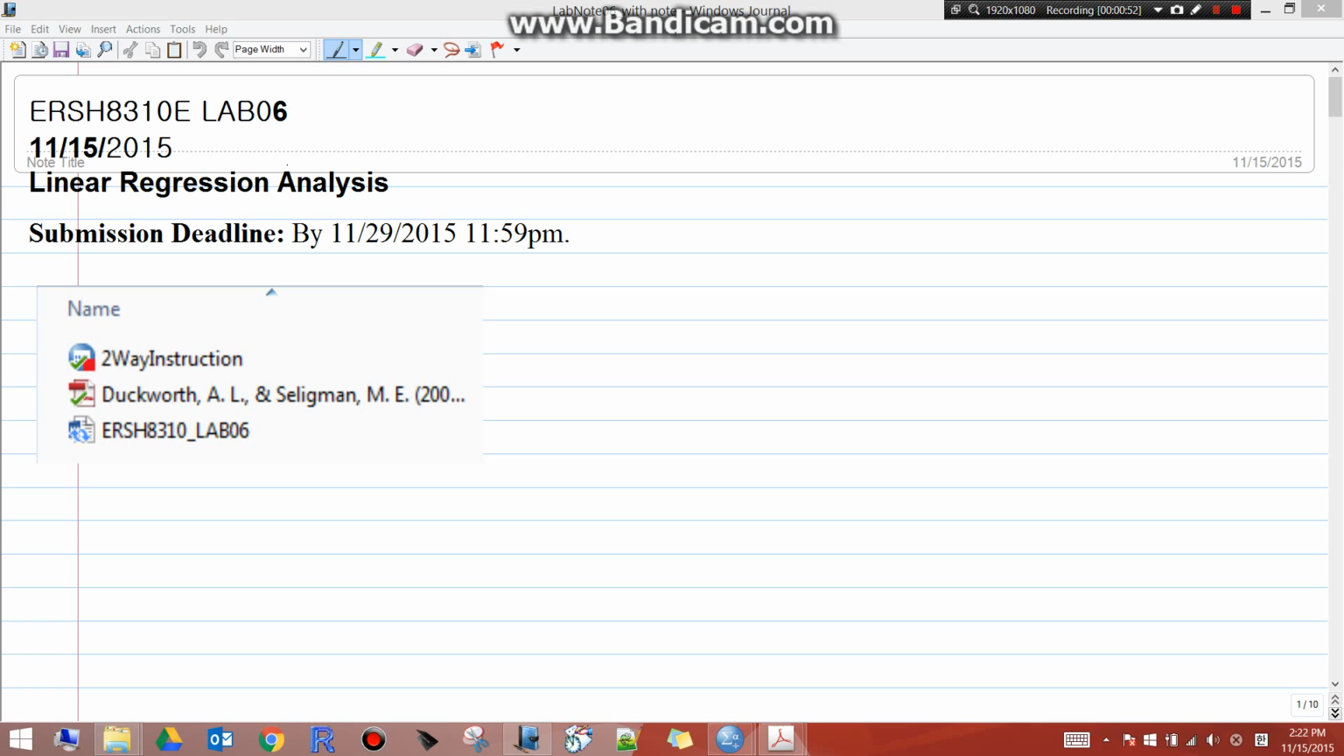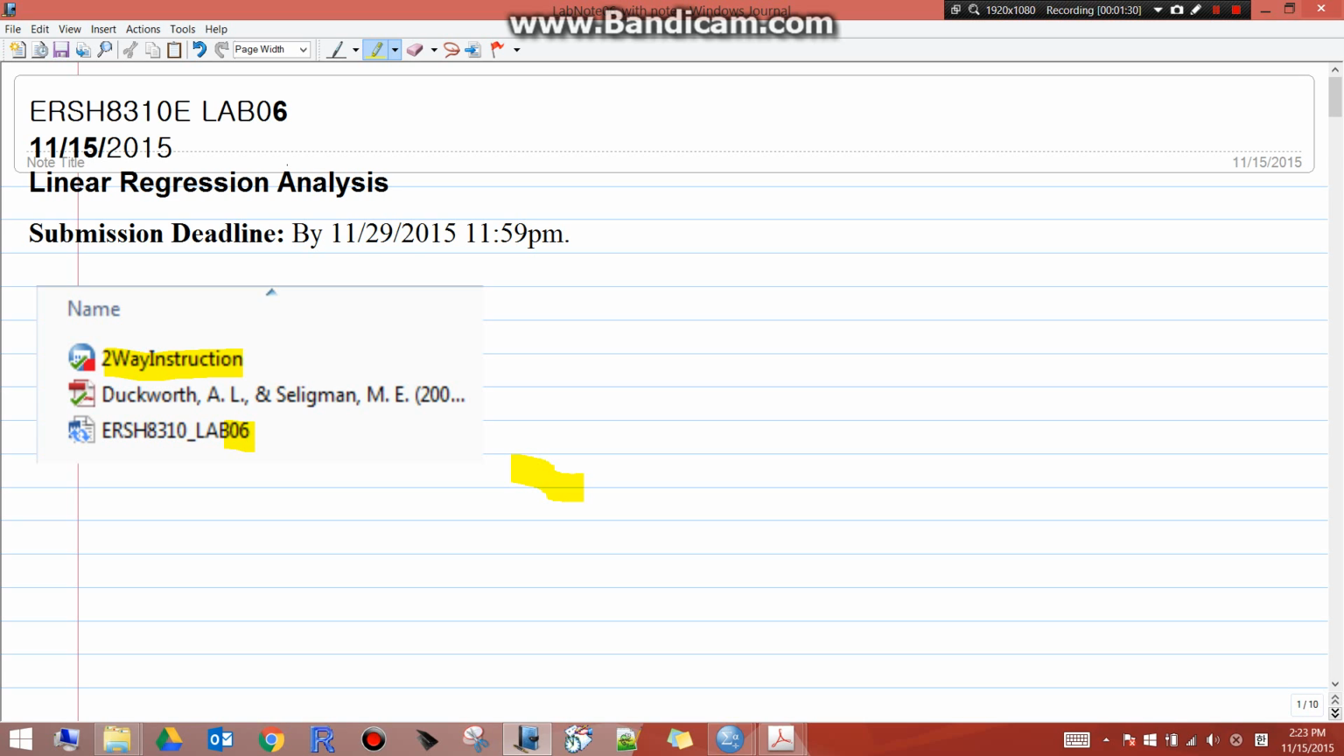Before talking about the objectives, please make sure that you have these materials. As usual, you need the lab assignment sheet 6 and the data. In this lab, we will use the same data that we used in lab 5, the two-way instruction data. And same as in the past labs, I will use the two-way instruction demo data in this lab for demonstration purposes.